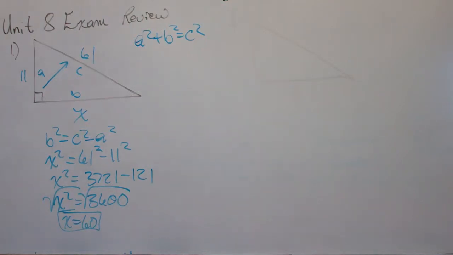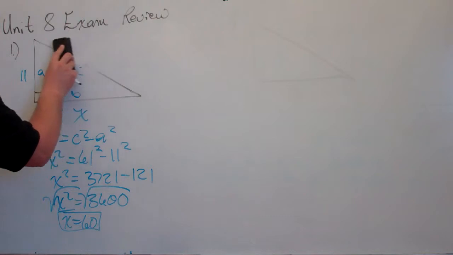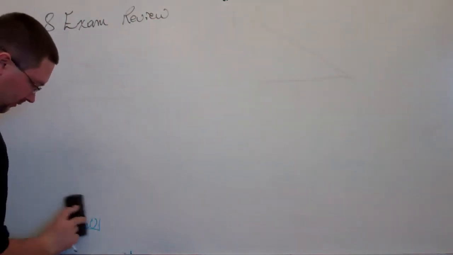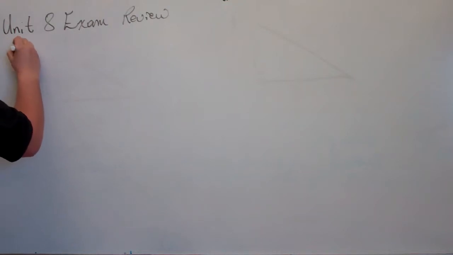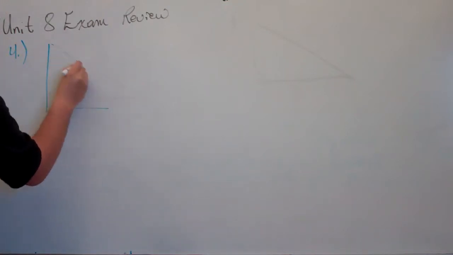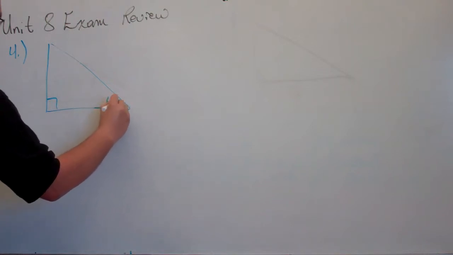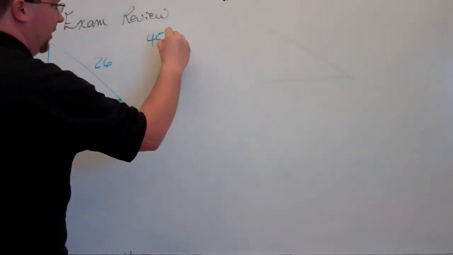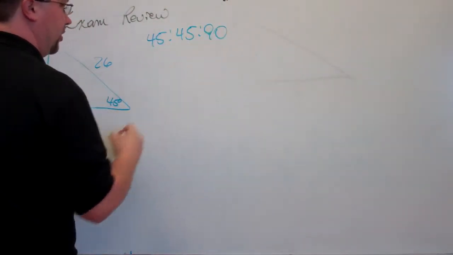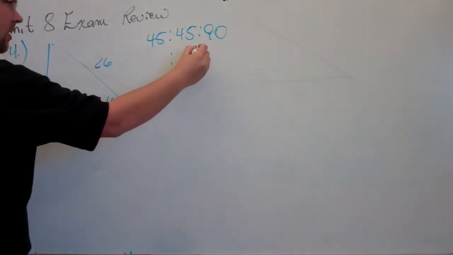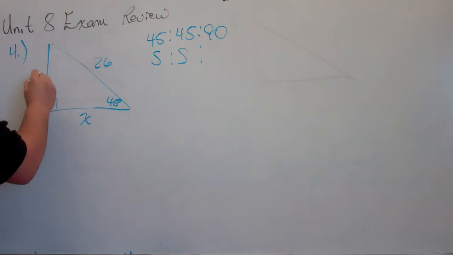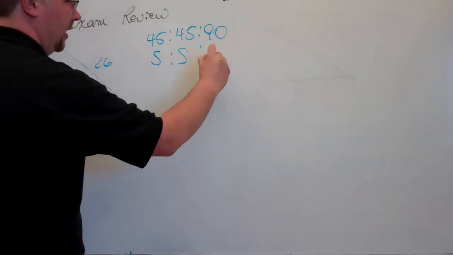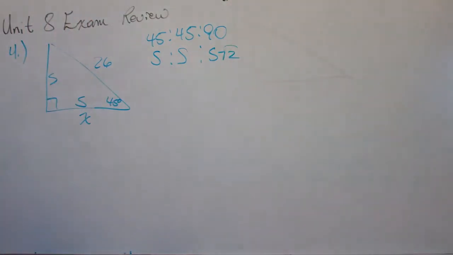For number 4, we have to use our knowledge of the 45, 45, 90 right triangle. That's the easiest way to solve this one. We know this is 45 degrees. This is x, this is 26. Now if you remember, in your 45, 45, 90 right triangle, the sides across from the 45 degree angles are both s. So this is s and this is s. Let me put them on the inside. And then across from your 90 is your s times the square root of 2 side.